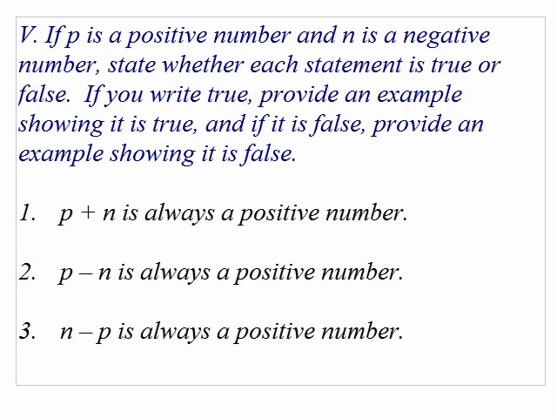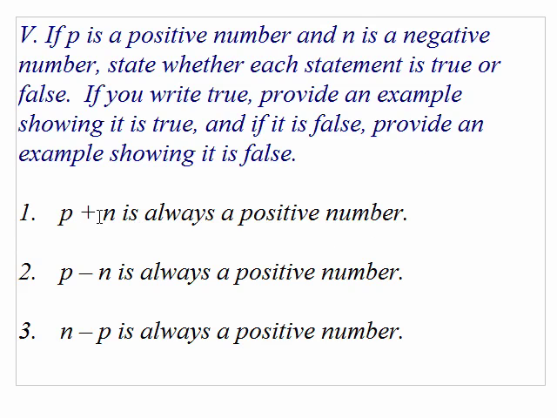Okay, we're doing some concept problems for part 5. This is still section 1.5, part 5. If p is a positive number and n is a negative number, state whether each statement is true or false. If it's true, provide an example showing it's true, and if it's false, provide an example showing it's false. I'm going to leave you to do an example, but let's just sort of analyze this.